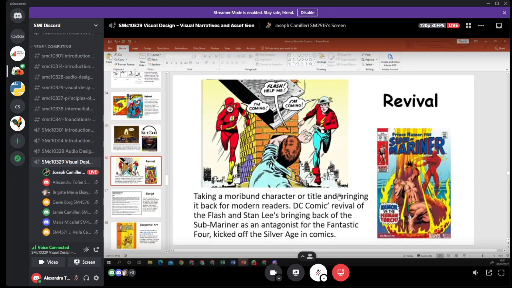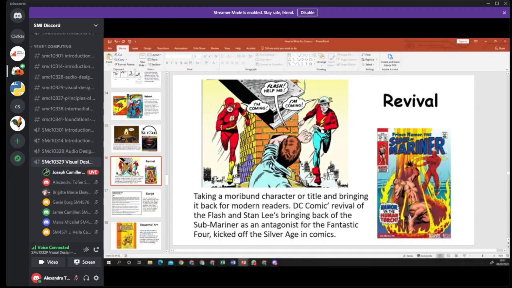The revival would be taking a character which has been killed off or died away because of lack of interest and reintroducing the character. We're seeing the reintroduction of the Flash over here and reintroduction of the Submariner over there.